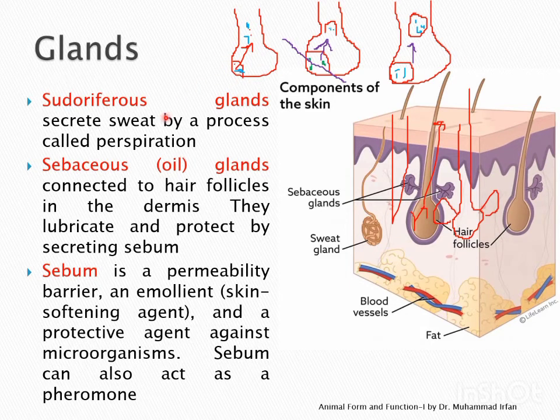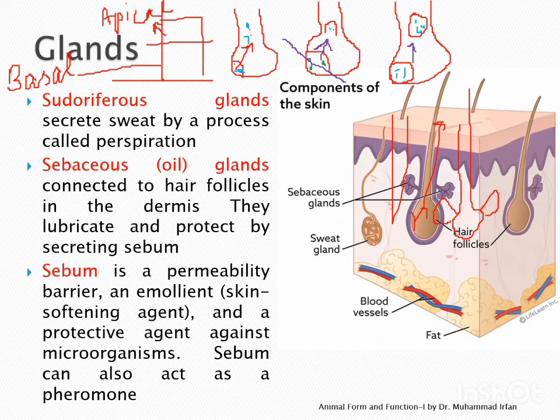A few of the sweat glands could be apocrine, meaning the apical surface of their cell would slough off with the secretion. But most of the sweat glands are merocrine. These merocrine glands could be simple, meaning only one invagination from the epidermis goes into the dermis.